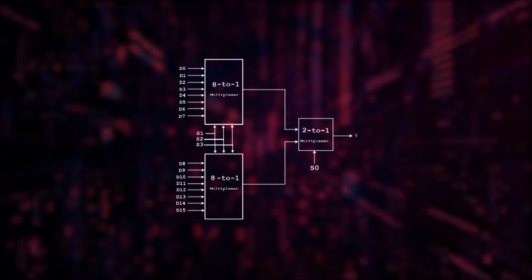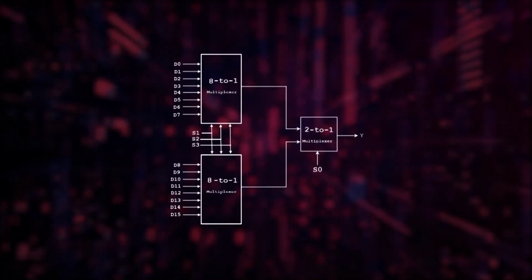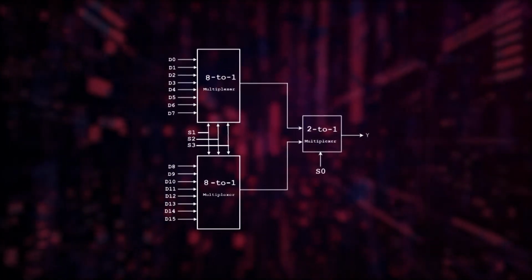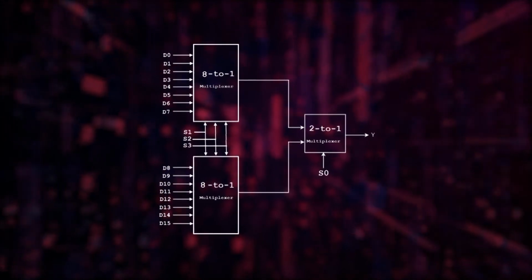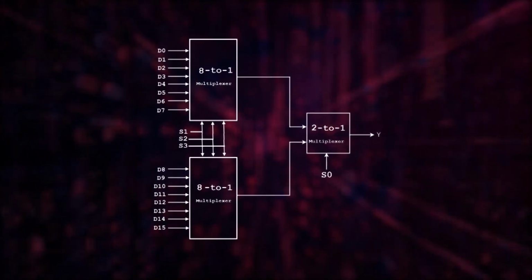The figure shows the block diagram of a 16 to 1 multiplexer implemented using 2 8 by 1 multiplexers and 1 2 by 1 multiplexer. Further, we can implement the individual 8 by 1 multiplexers using 2 4 by 1 multiplexers and 1 2 by 1 multiplexer. Now, I am going to discuss the Boolean function implementation using a multiplexer.